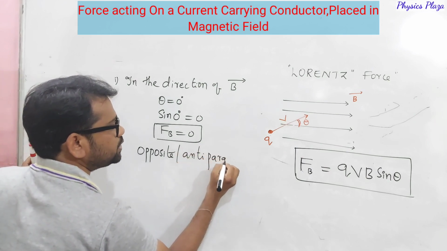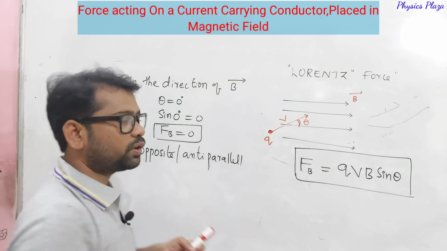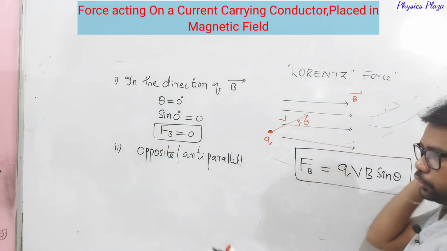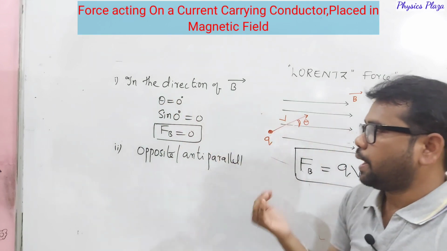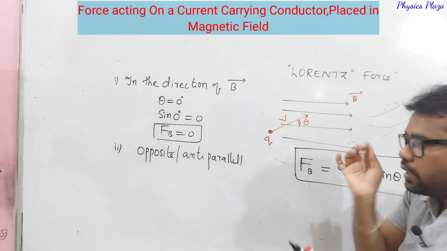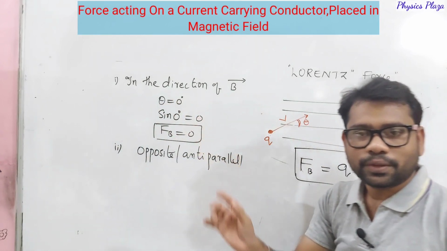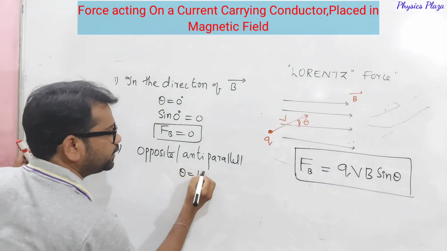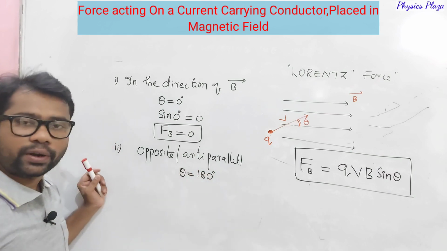Anti-parallel means what, children? Now the field is coming towards me, and I am throwing the charge opposite to the field. So what is the angle here? The angle made is 180 degrees.